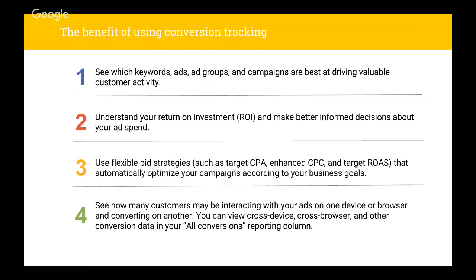So really, an overview of this, guys. Through conversion tracking, you can really see what keywords, what ad groups, what campaigns drive users to actually convert on your website. You can really understand your return on investment: how much you are spending on your advertisement and how much that actually leads to revenue or brand awareness, etc. You can also use different flexible bid strategies to optimize as many conversions as possible. And finally, cross-device conversions, as we were saying, are super useful.